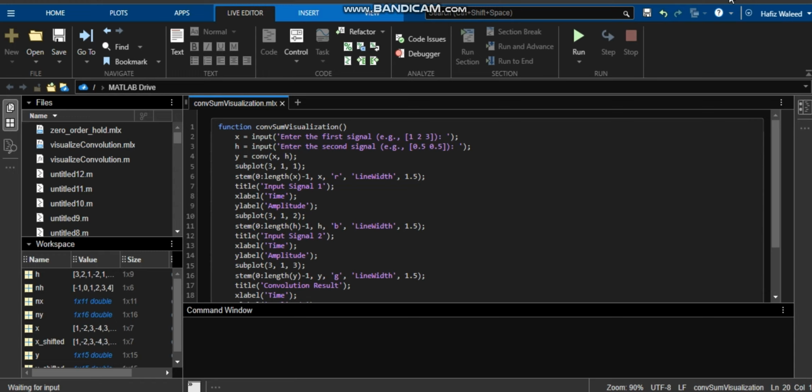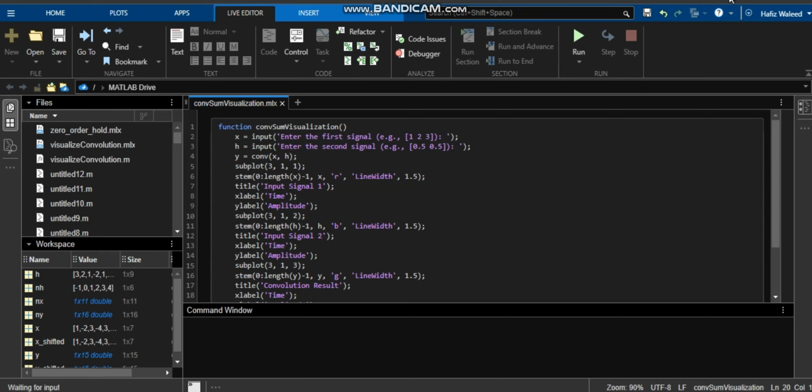So in the next task, we are moving to MATLAB. In this code, the function begins by prompting the user to input two signals X and H using the input function. The convolution of the input signals is then computed using the conv function, and the result is stored in the variable Y. The code creates a figure and three subplots using the subplot function. Each subplot represents a different aspect of the convolution process.